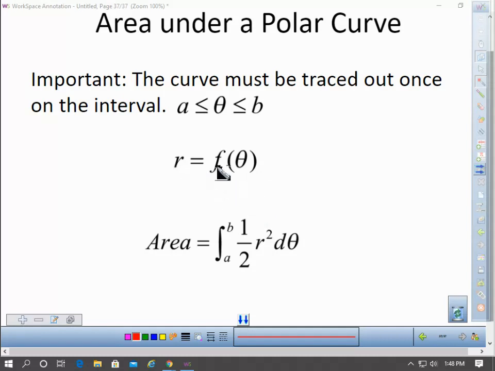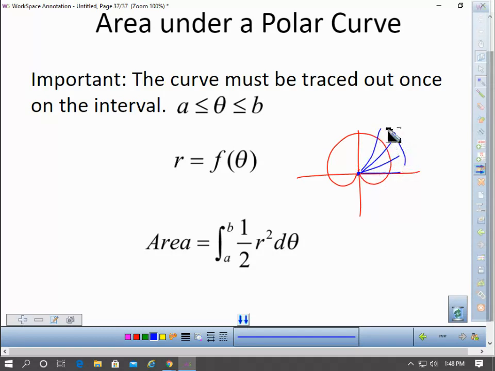So r is some function. To find the area of this polar curve r, we're going to do the integral from a to b of 1/2 r squared d theta. I think of it like a lighthouse. Think of the lighthouse at the pole here, shining its light, and as it turns, it shines the light out.